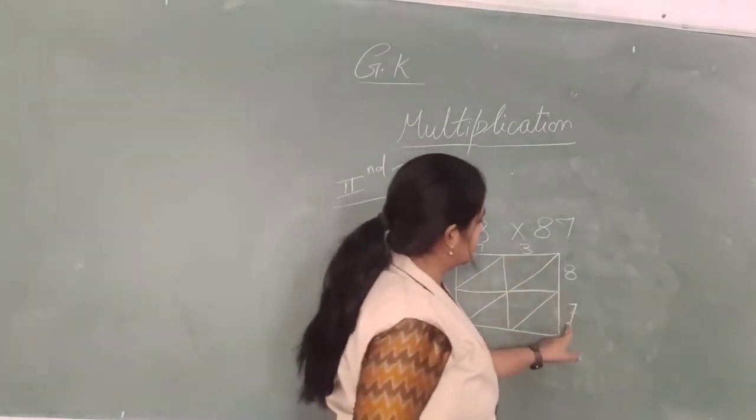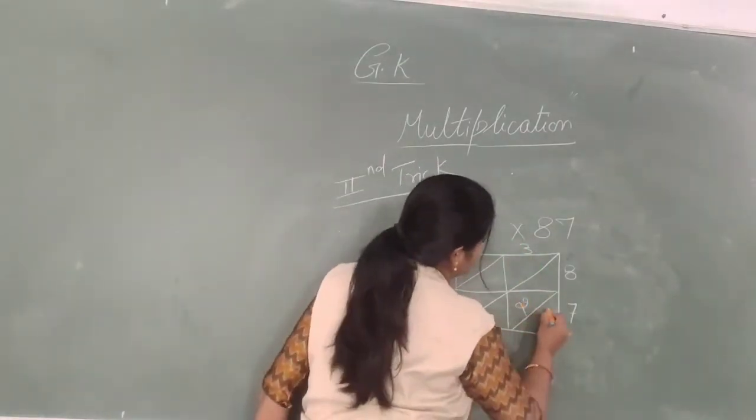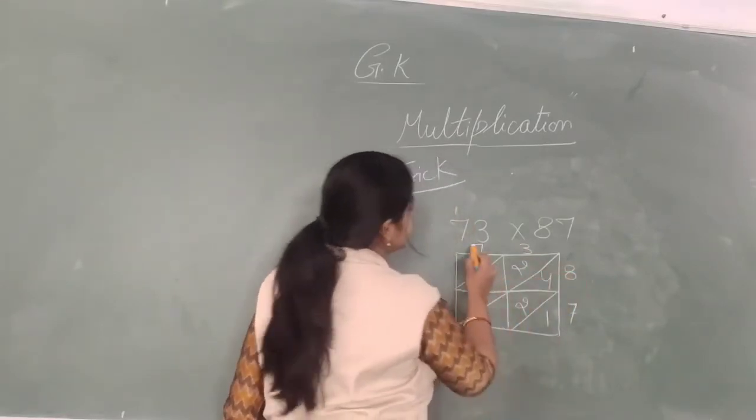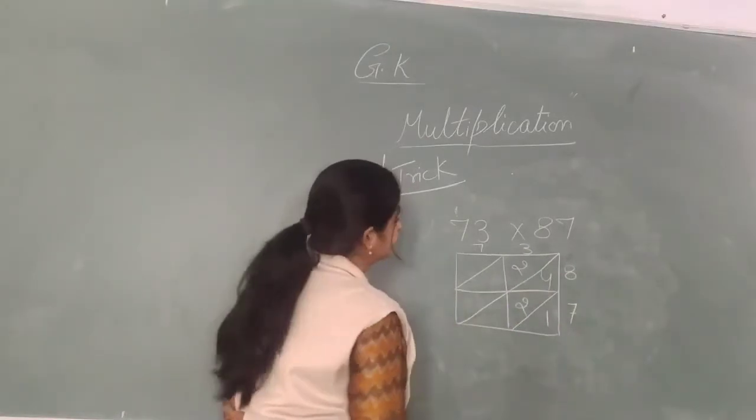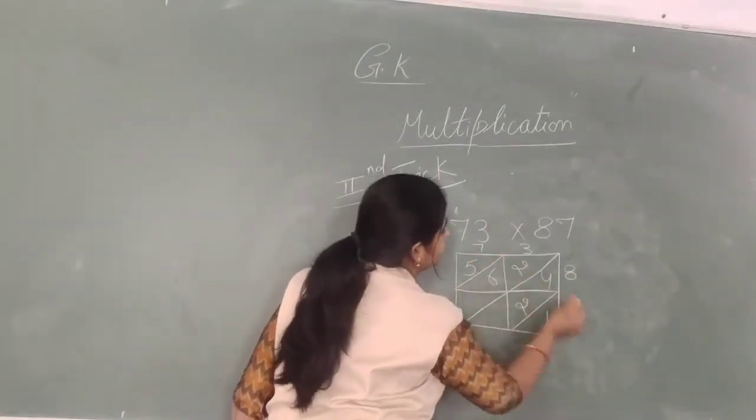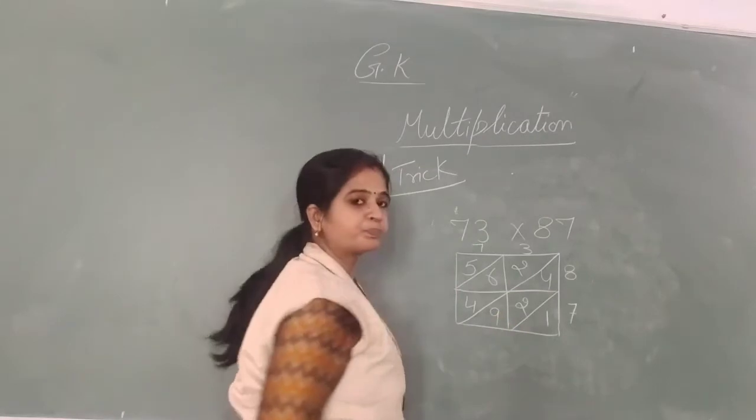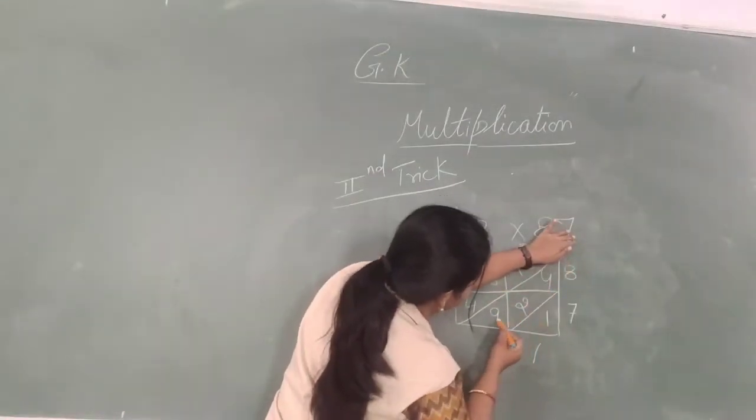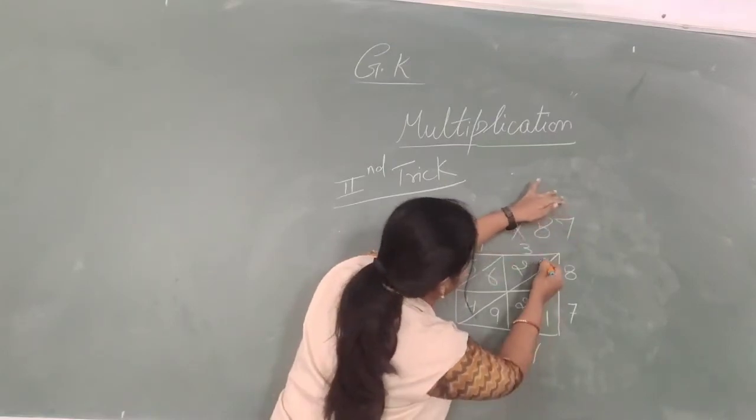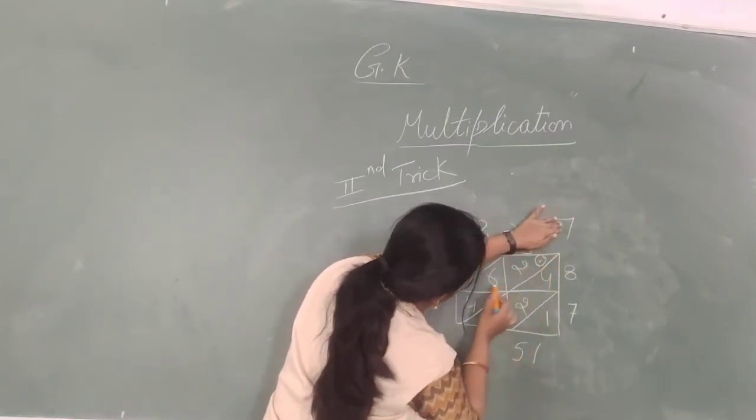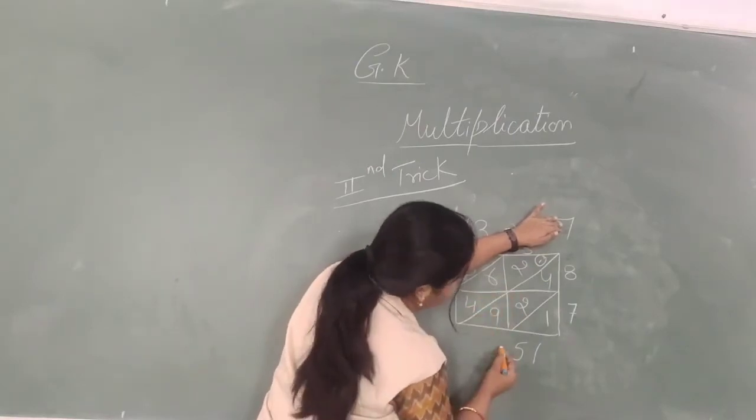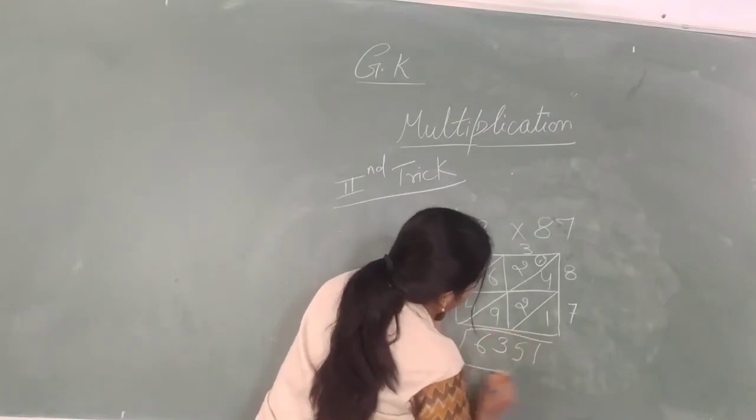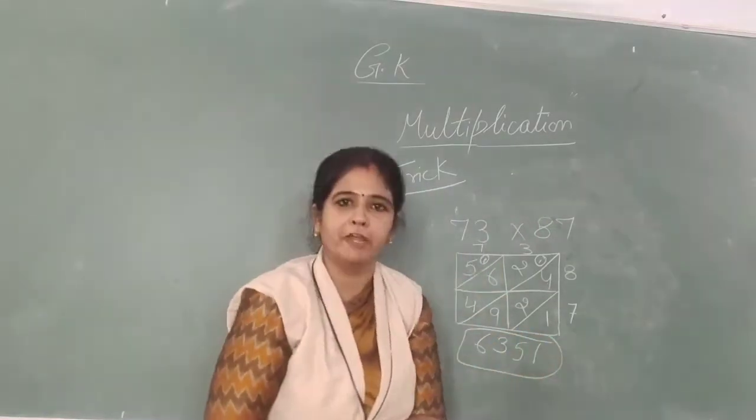Now multiply. 3 sevens are 21, 3 eights are 24, 8 sevens or 7 eights are the same, 56, 7 sevens are 49. Now add the diagonals. 4 plus 2 is 6, 6 plus 9 is 15, 5 and 1 carry. 2 plus 1 is 3, 3 plus 6 is 9, 9 plus 4 is 13, 3 and 1 carry. 5 plus 1 is 6. So the answer will be 6, 3, 5, 1.